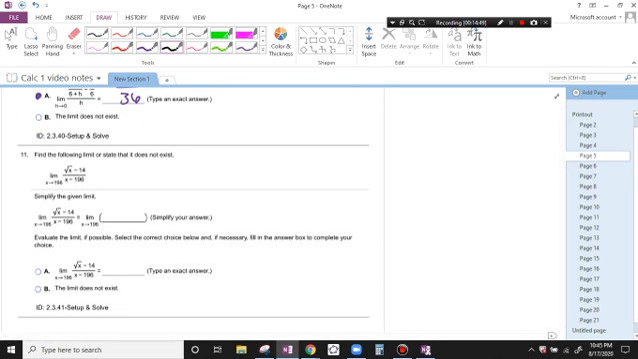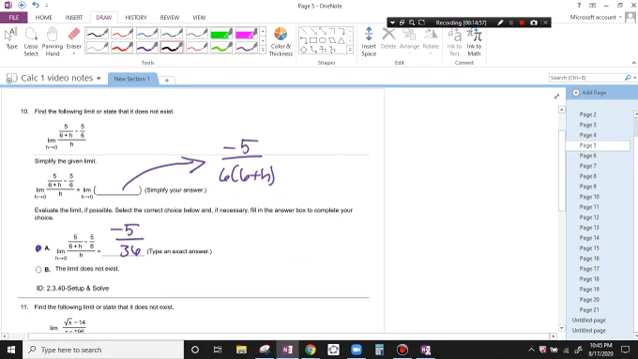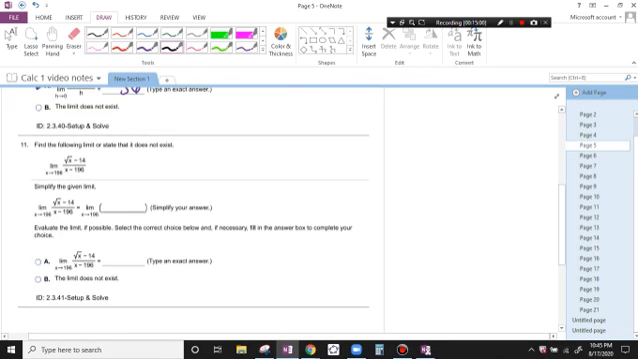So this turned into 1 over the square root of x plus 14. And then when you plugged in, you got 1 over 28.